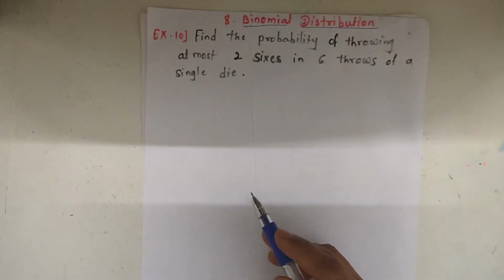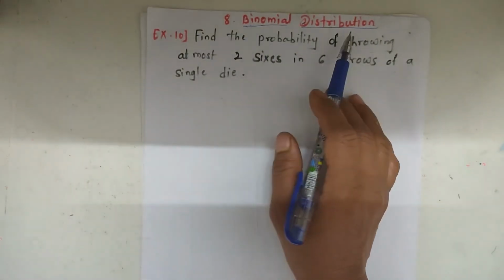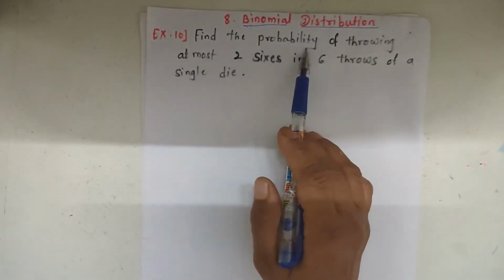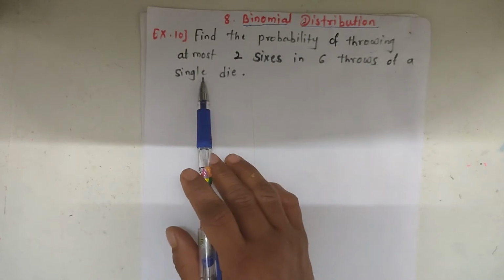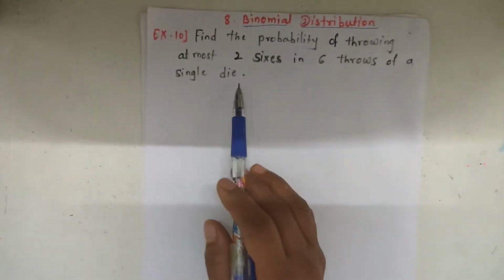Hello students, in this video we are going to solve the examples on exercise 8.1, which is based on binomial distribution. So let's see example number 10. Find the probability of throwing at most 2 sixes in 6 throws of a single die.